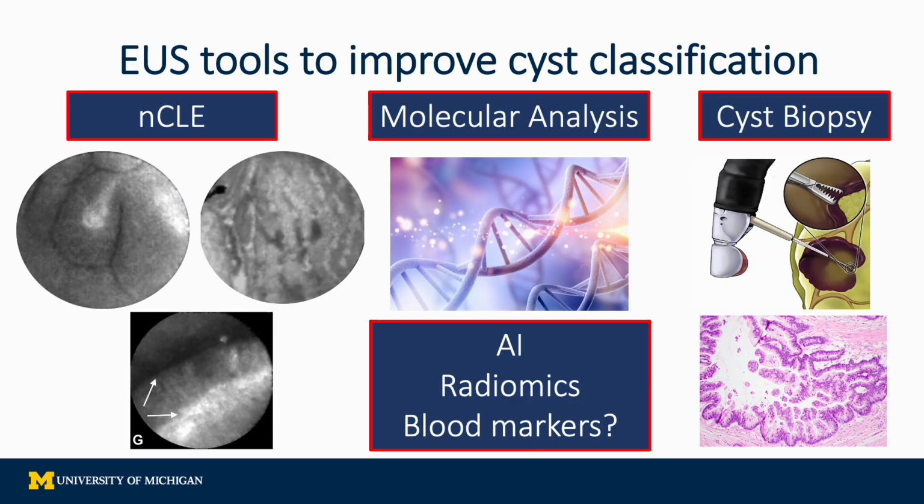So this sets the stage for really having novel methods to help us differentiate the different pancreatic cysts to decrease this problem of overtreatment. And we have different tools that we have available in clinical practice now. We have confocal endomicroscopy, molecular analysis, and cyst biopsies, some of which we're going to discuss today. But in addition to that, there's significant growth in other areas, such as applying AI, radiomics, and perhaps blood markers that can help us really differentiate these patients and avoid surgical overtreatment.